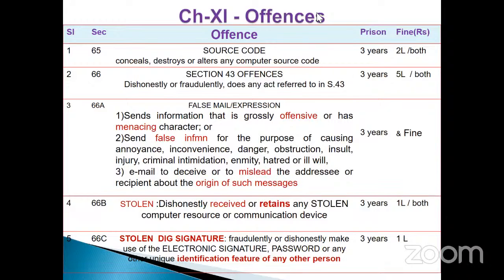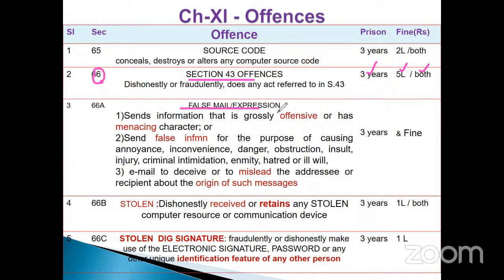Number one, the first one is section 65. Regarding section 65, conceals, destroys, or alters any computer source code. Remember this, source code. Punishment is 3 years or 2 lakhs or both. Second one is 43. What is 43? We have seen already, 43 offenses, 10 kinds of offenses. If you commit any kind of section 43 offense, the punishment is 3 years, 5 lakhs or both.